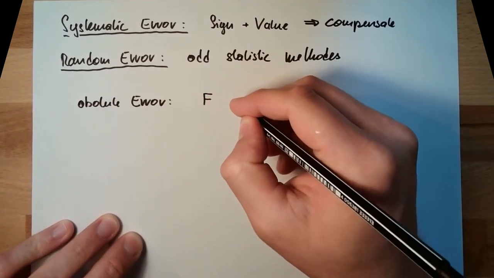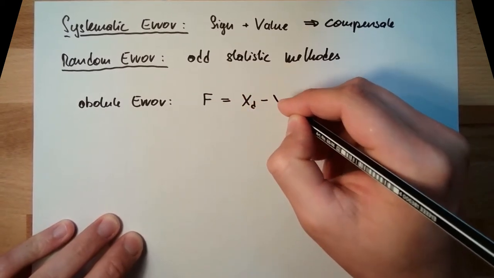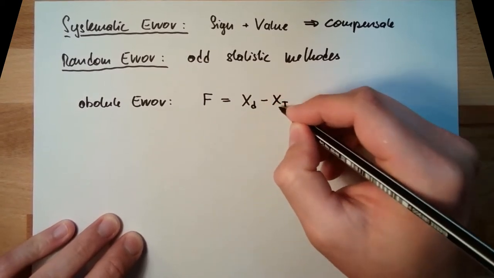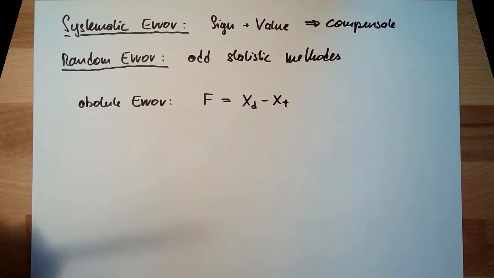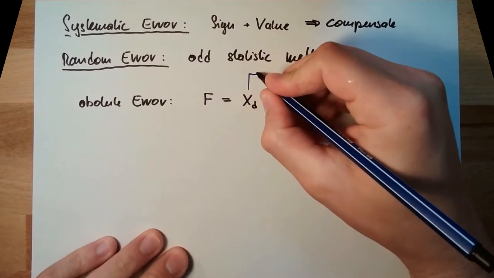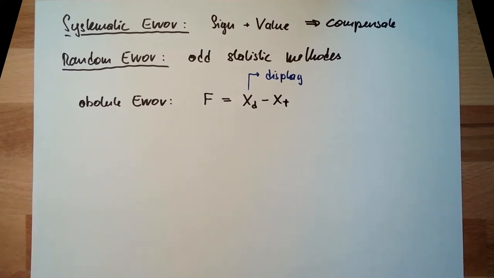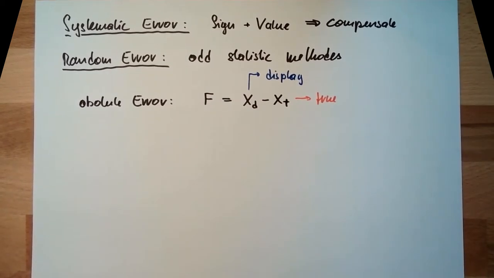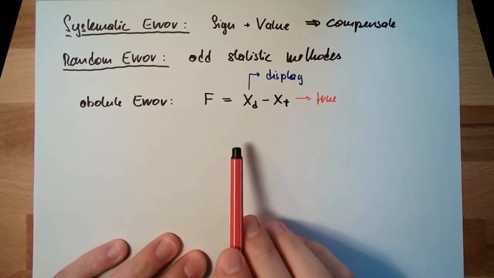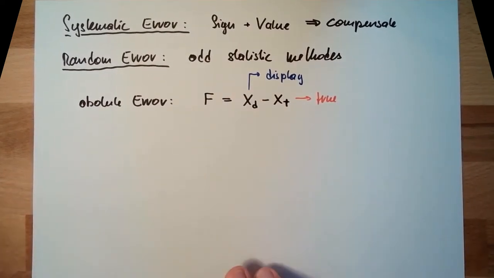Okay, the absolute error, F for failure, is the displayed value minus the true value. Displayed minus true value. That's the displayed value, that's the true value. The difference is the absolute error. Same if this is degrees Celsius and this is degrees Celsius, this absolute error is also degrees Celsius. If this is meters and this is meters, the absolute error is also meters. That's the absolute error. Then there are so-called relative errors.